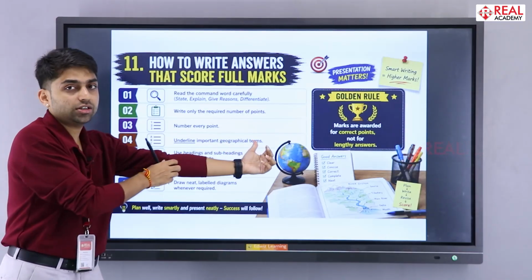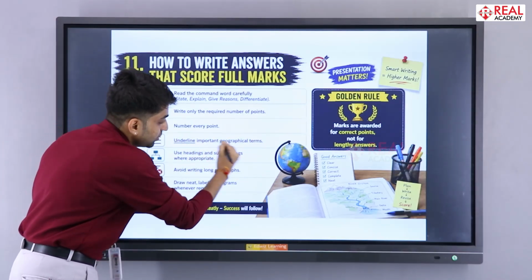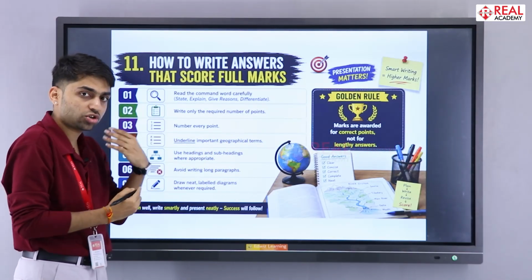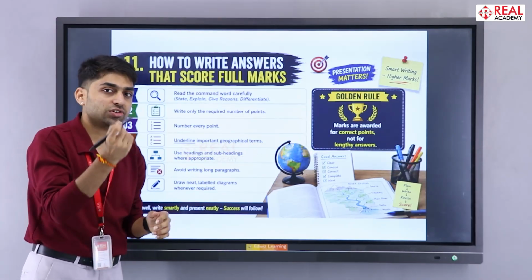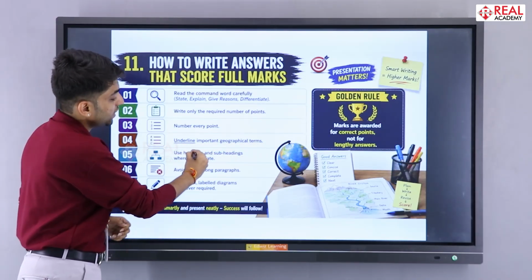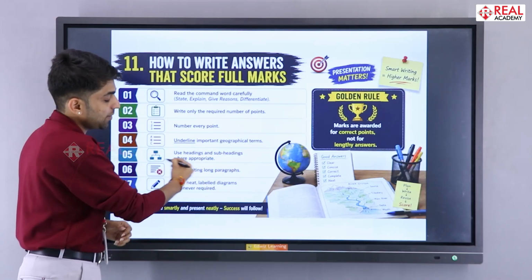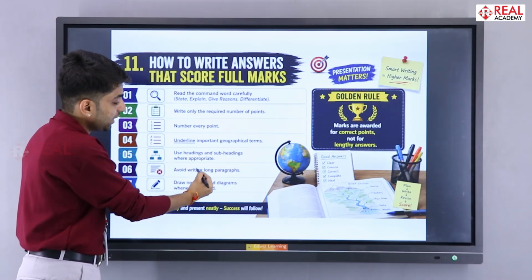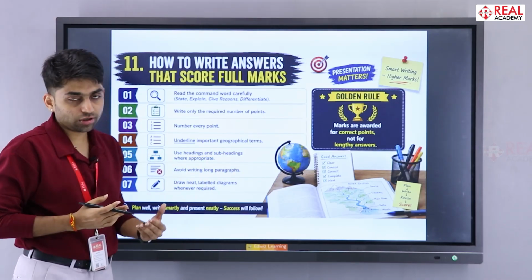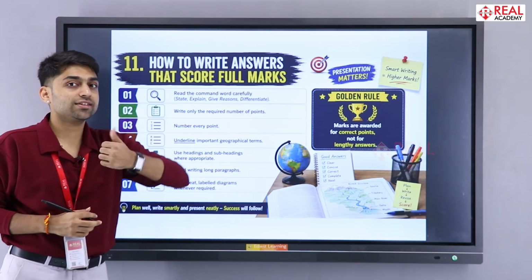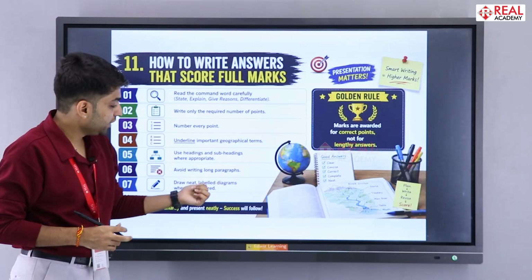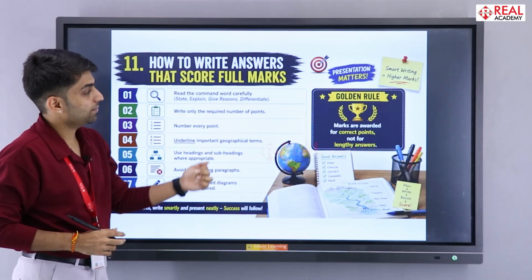Underline important geographical terms. Wherever you see that there is a new keyword, a new geographical term, underline it. Do not use highlighters in the exam, just use a pencil. Use headings and subheadings wherever it's appropriate. Avoid writing long paragraph. As I told you, avoid writing long paragraph and write your answers in point. Draw neat label diagrams whenever required.